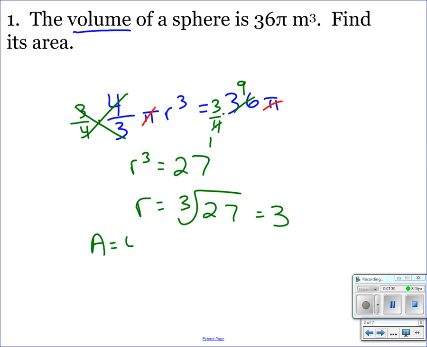Area is 4 pi r squared. So that's going to be 36 pi. It's not always going to work out that the surface area is the same as the volume. It just worked out in this example because of the numbers. And I think that's kind of fun.